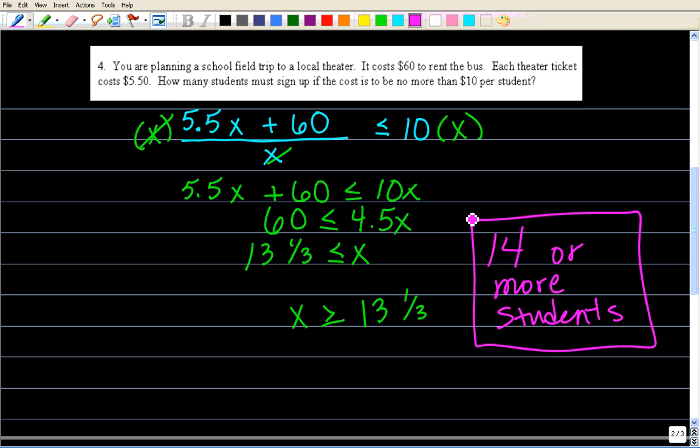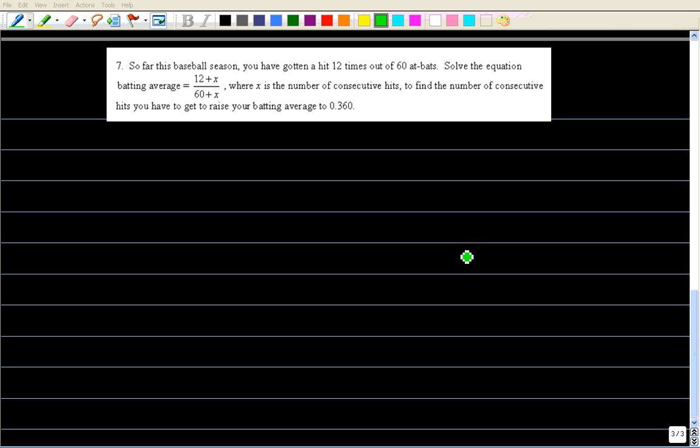One more example. Let's check out number 7. So far this baseball season, you've gotten a hit 12 times out of 60 at-bats. Solve the equation batting average, 12 plus x over 60 plus x, where x is the number of consecutive hits, to find the number of consecutive hits you have to get to raise your batting average to 0.360. So that's what we're wanting.